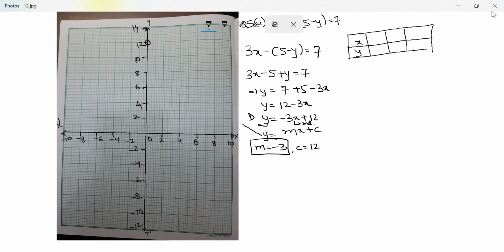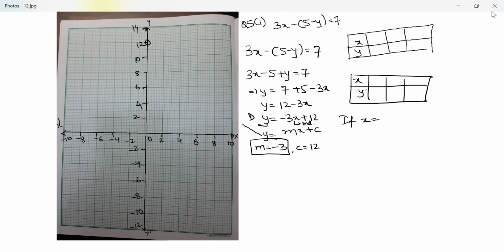So let's try and make the table again, and again I think the table is slightly hidden because of the recording symbol there. So if x is equal to 0, y will be equal to 0 plus 12, which is 12. So if x is 0, y will be equal to 12. If x is equal to, let's say, 2, y will be equal to negative 3 into 2 plus 12, which is negative 6 plus 12, which is 6. So if x is equal to 2, y will be equal to 6.